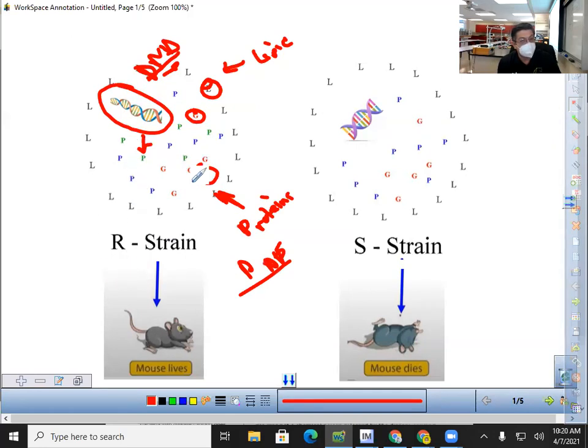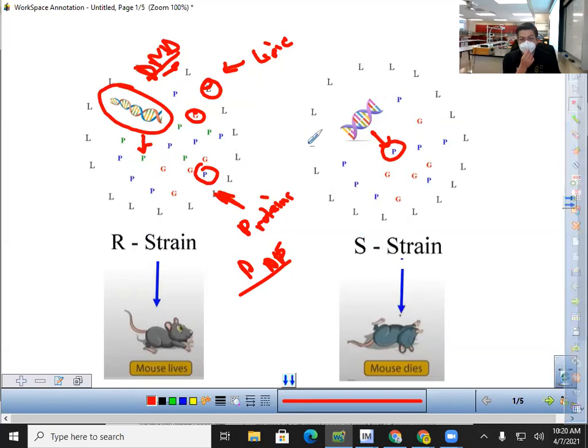So basically the R strain doesn't have any proteins that are going to cause the mice to die. That's why the mice live. On the other hand, the S strain is going to produce proteins, and these proteins are going to cause the mouse to die, right?